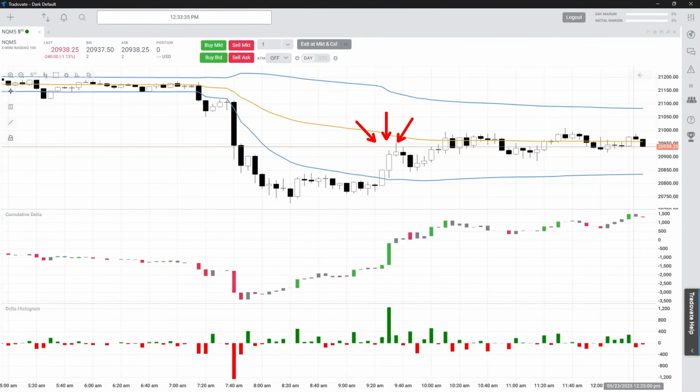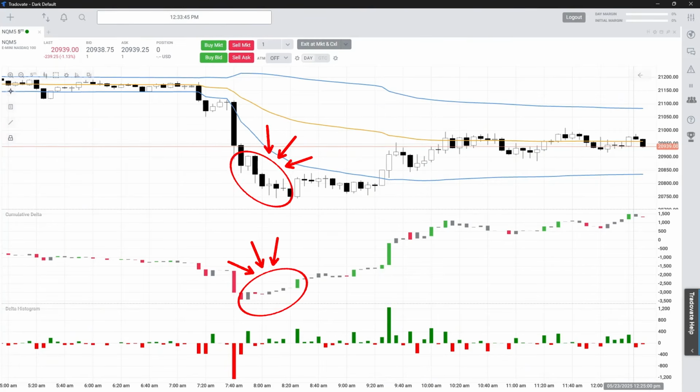For return to value, I want to see the delta shift. Maybe we had strong sellers, but now delta flips and turns positive. That tells me that this initial breakout failed and the price discovery is probably going to bring it back to value. Value is ultimately pulling price back.